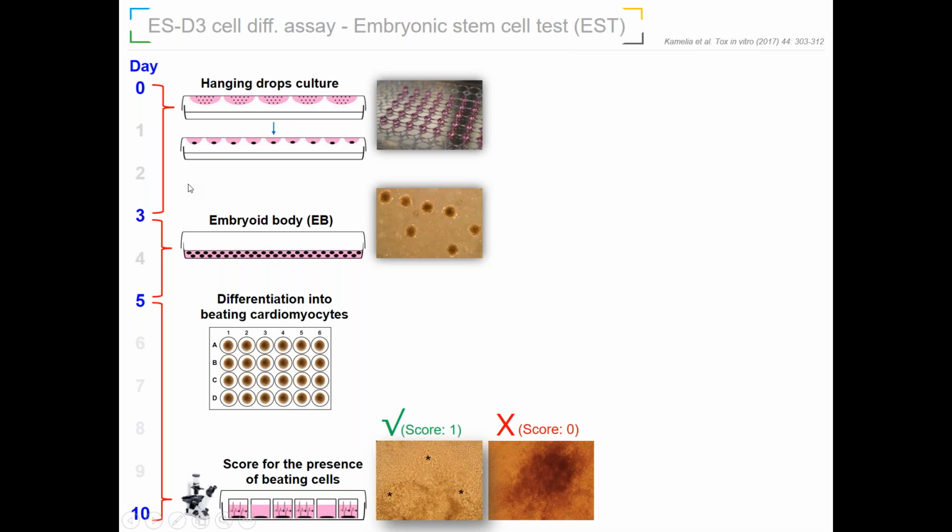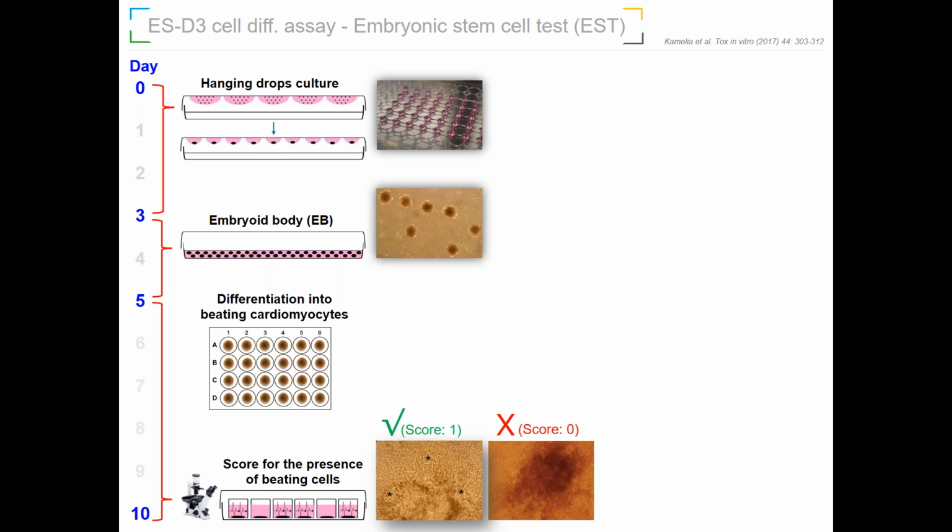So here I would start the assay. The assay itself lasts for 10 days, and it starts with the hanging drop culture. So basically, I hang the cell suspension upside down, so as to create so-called embryoid bodies, or spheroids, here.